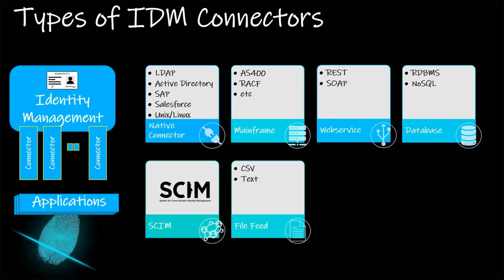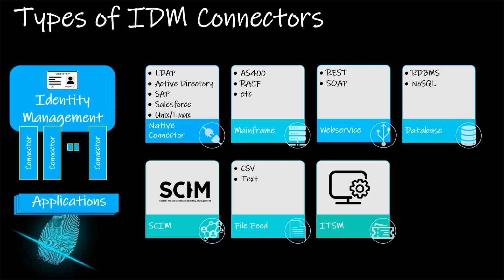File feed connectors work on user records in a text file. They are one-way connectors to aggregate the user records and their access information from the application to the IAM system. They are more suited for authoritative sources such as HRMS or CRM. However, user and access provisioning cannot be done easily using this connector.